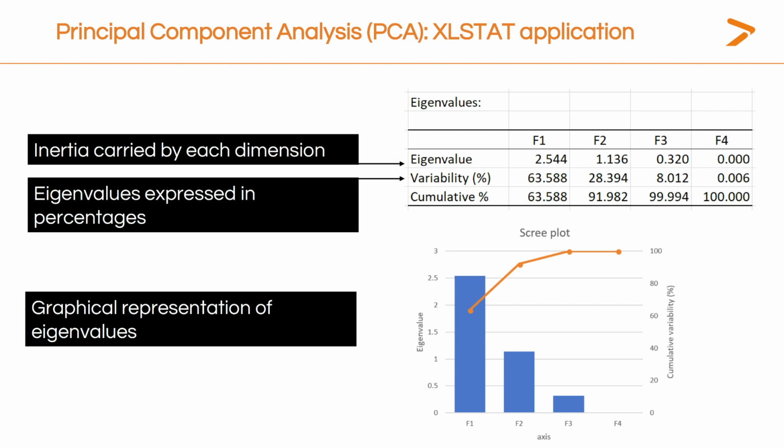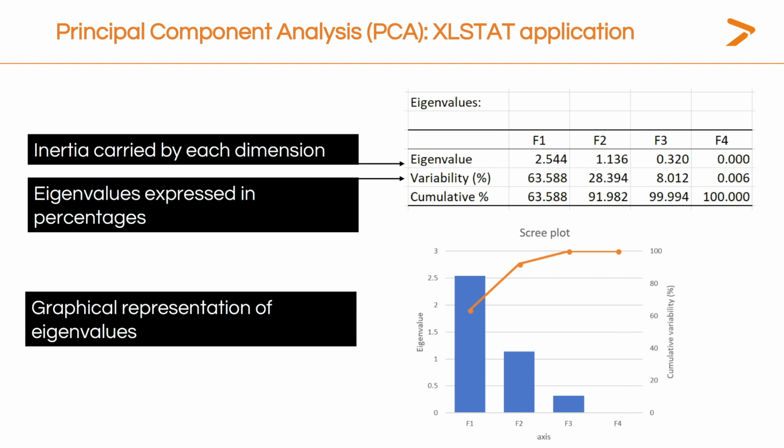Here you have the eigenvalue, or the information carried by each dimension. We have 4 dimensions because we had 4 variables at the beginning. Those numbers you cannot really interpret quite directly. It's maybe easier to interpret them in terms of percentages of variability.